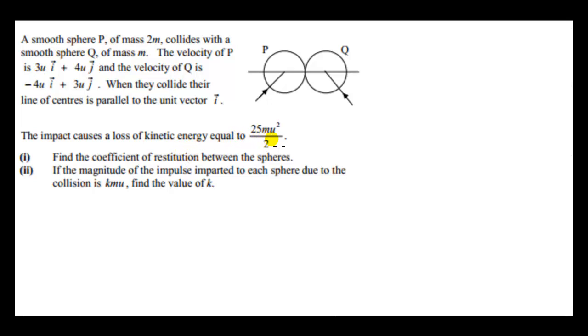We are given that the impact causes a loss of kinetic energy, given by this value here, in terms of the parameter u. We're going to get the coefficient of restitution between the spheres. So the first thing we will do is get the velocities of the two spheres immediately after the collision in terms of the parameter u.